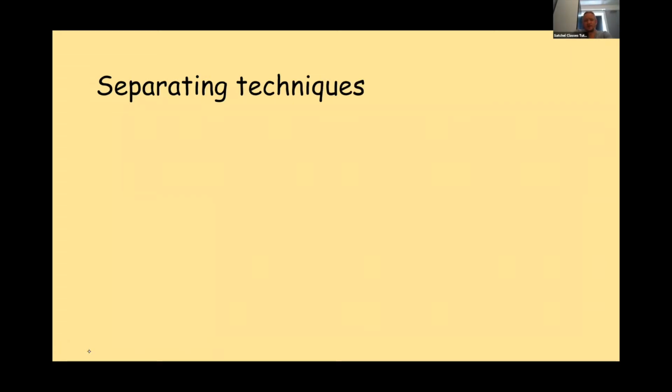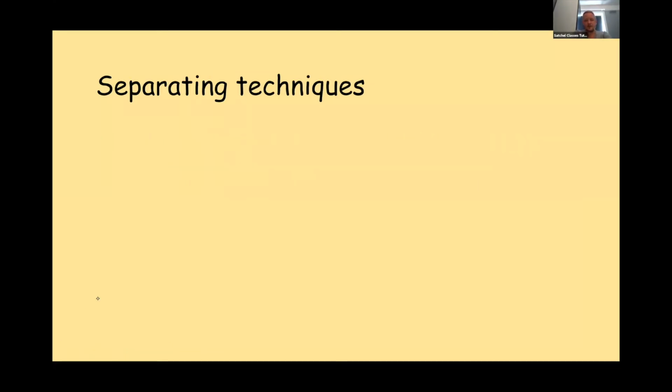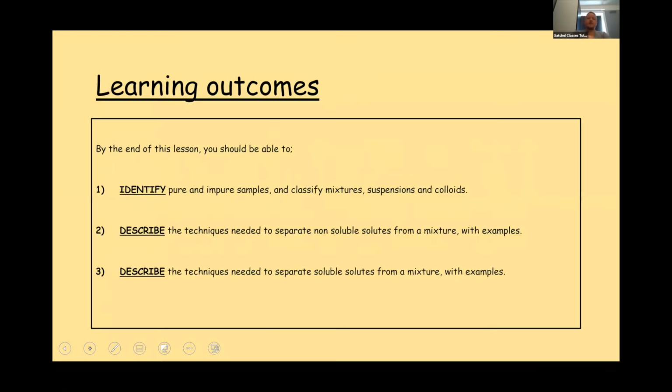So now that we've got these mixtures, we need to talk about how we can separate things out of them, because some of the mixtures that we can see, we don't want. For example, if you have salt water and nothing but salt water around you, how can we separate the salt from the water so we can use the water for drinking? This is a separation technique. There are a number of separating techniques we can use to remove one substance from another in a mixture. The technique used depends on the properties of the mixture and if it's classed as a suspension, colloid, or a solution. So let's take a look at the techniques needed to separate non-soluble solutes, that's solutes that don't dissolve, from a mixture with examples.